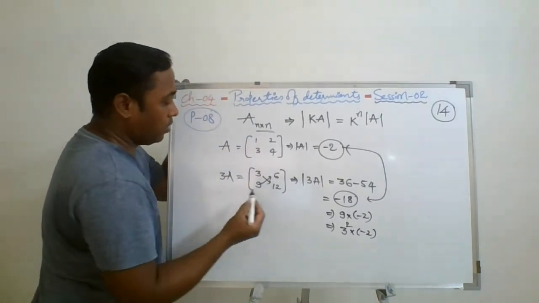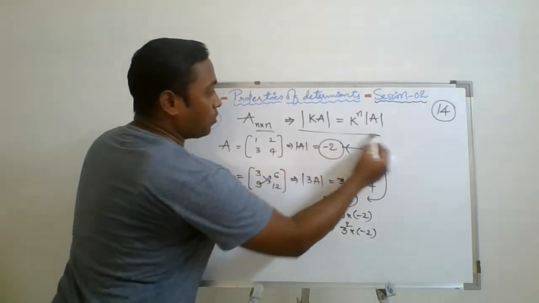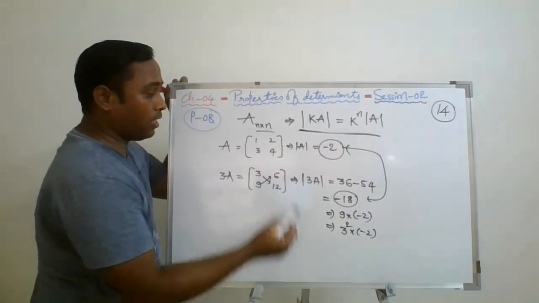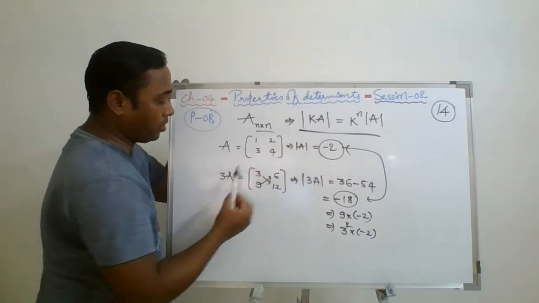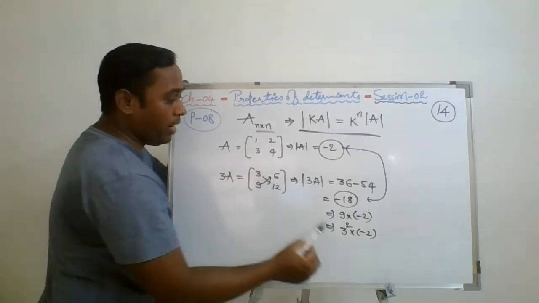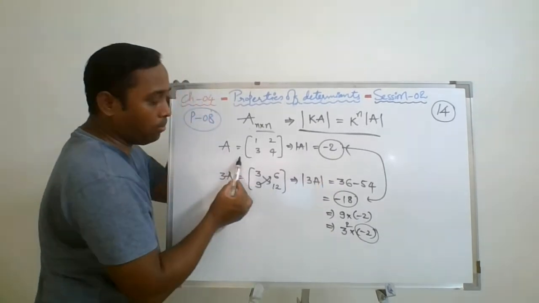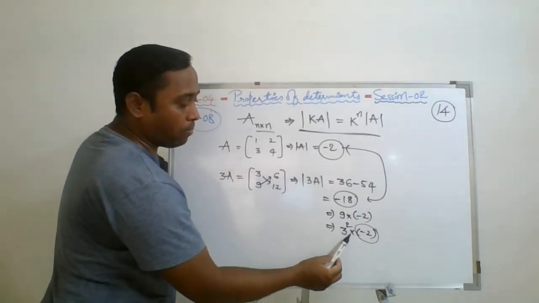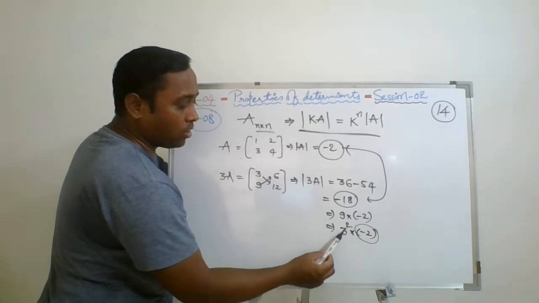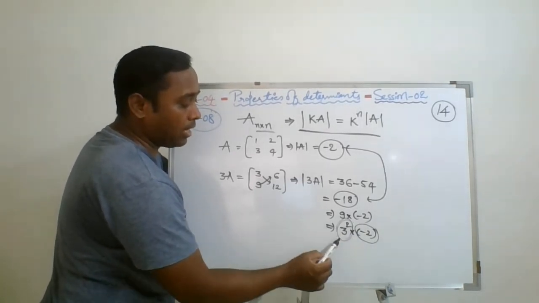Now if you observe these answers here, this property is already verified. See, what is the constant by which the matrix is multiplied? By 3. So ultimately the det value, that is minus 2, the det value of the original matrix, is multiplied by how many times? 3 square times. It means how will we get this quantity directly?